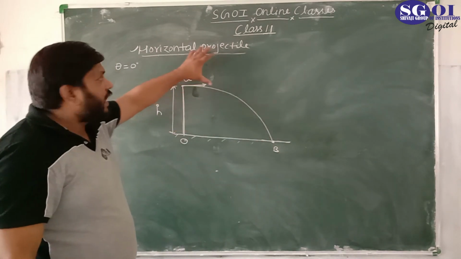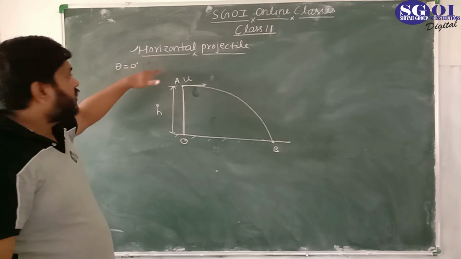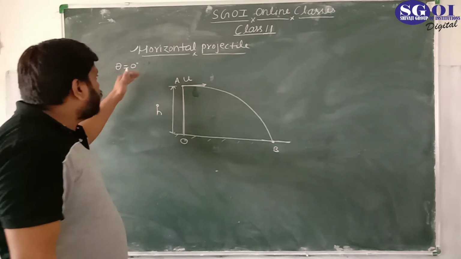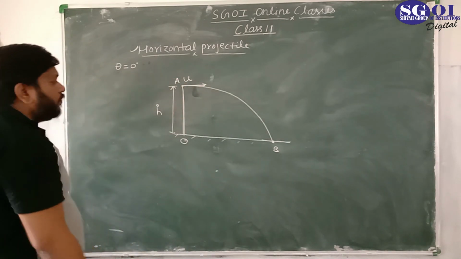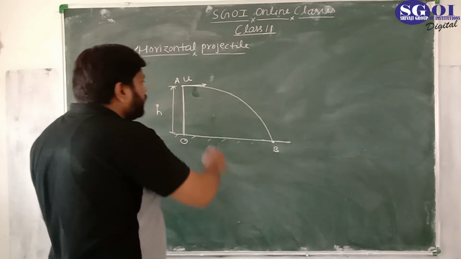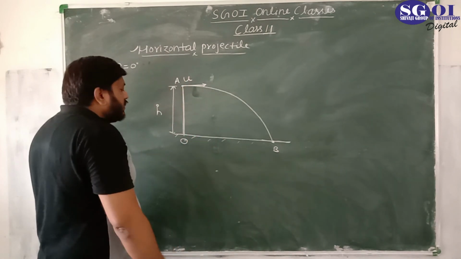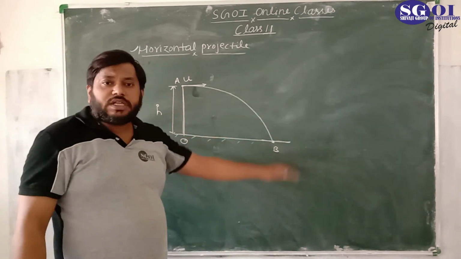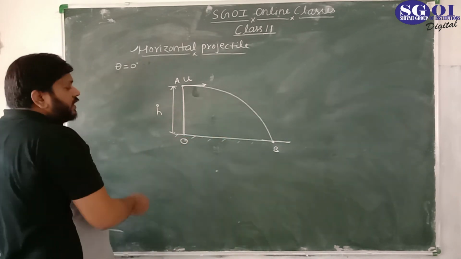That's why this is projectile. And why is it horizontal? Because the object is projected at an angle theta equal to 0, meaning horizontally. Now let's start to find the formulas for this particular case. And I had told you the distance covered horizontally by the object is called range.